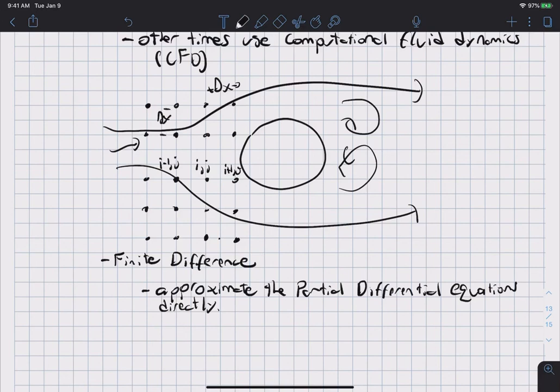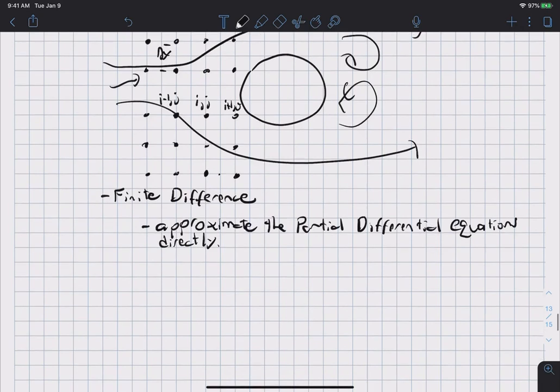Okay? And so say at this point here, we want to solve the Navier-Stokes equations, and we want to approximate the quantity u times partial u partial x at point i,j. Well, how do we do that?